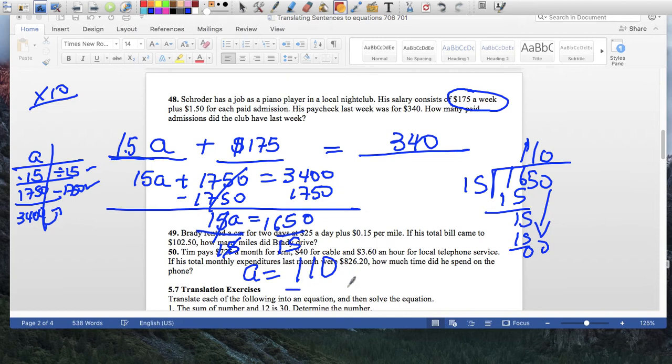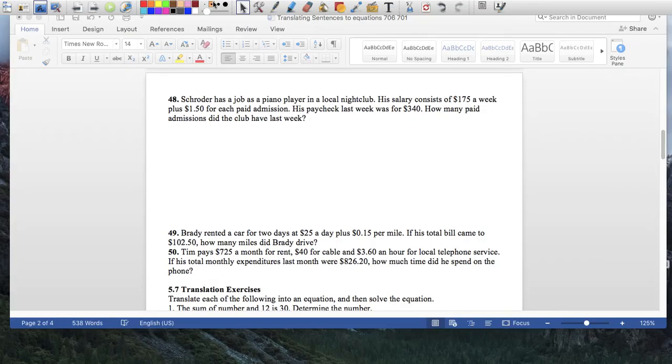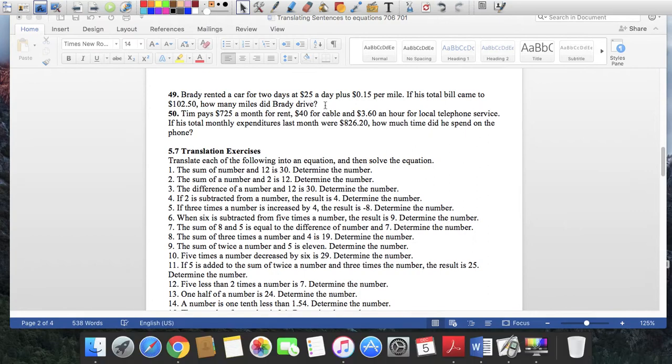That's 1, 15 into 11, 15 goes into 15 once, 15 into 0, bring that 0 down, and 15 goes into 0, 0 times. So final answer, 110 people. So how many people came to see him last week? 110, and that's why he earned a little bit more than the base minimum, which was 175. So he got 175 plus 110 people came to see him, and 110 times 1.5 would give us our value of 340 in total.